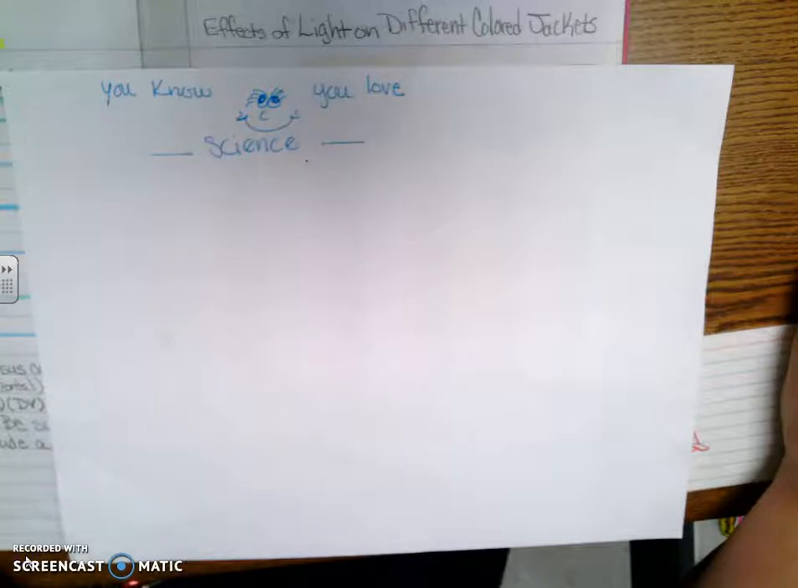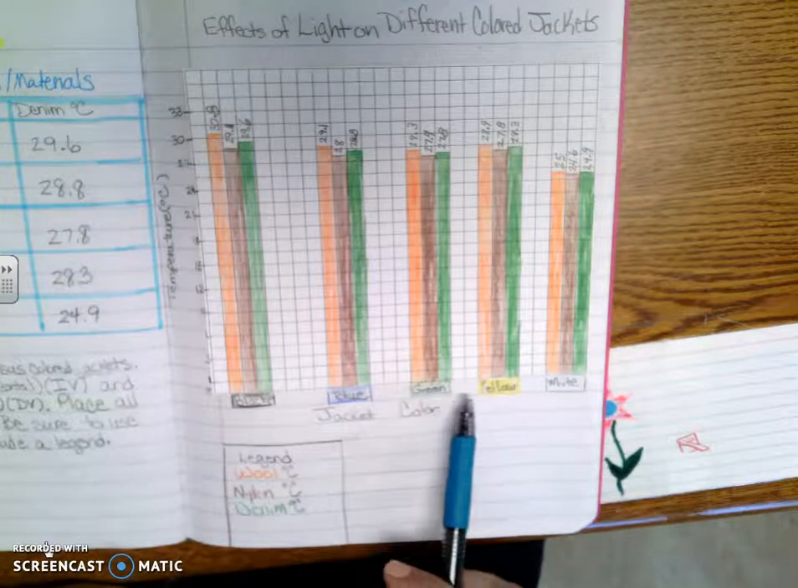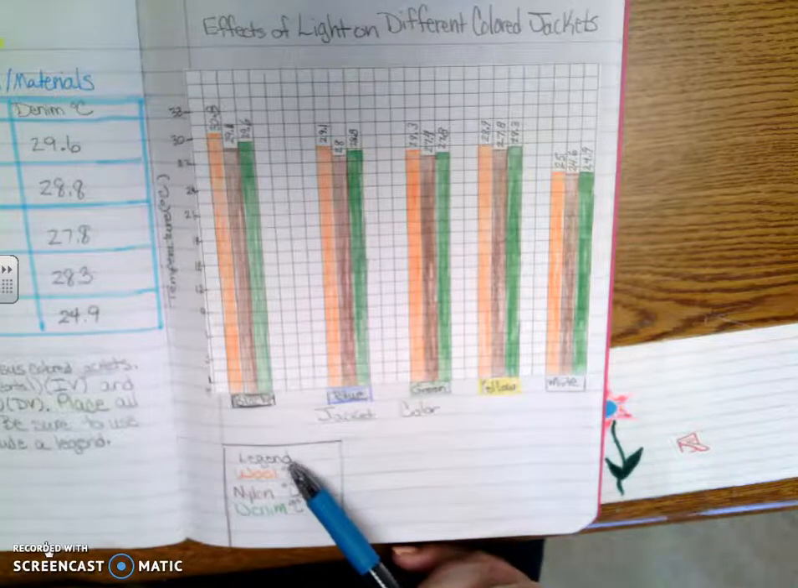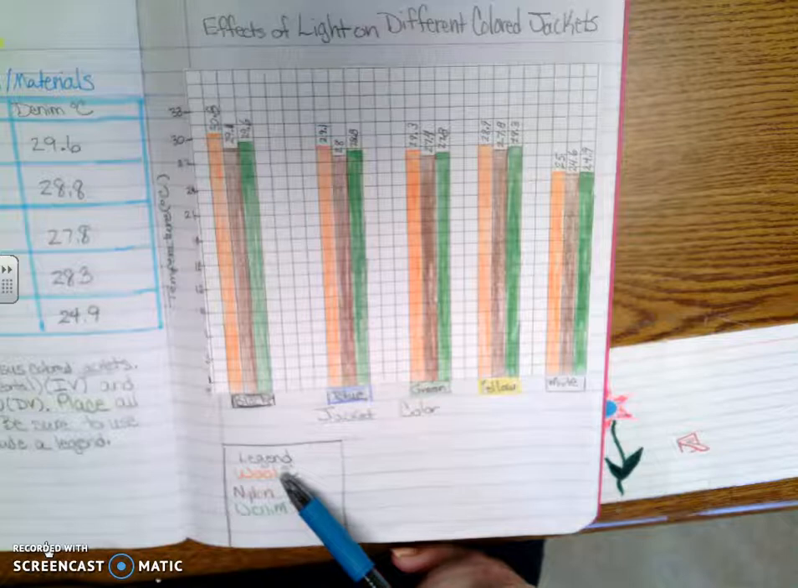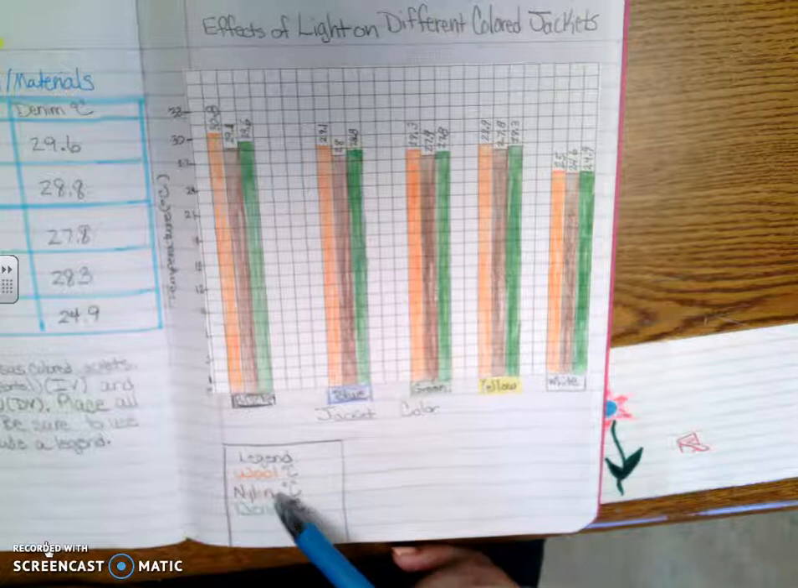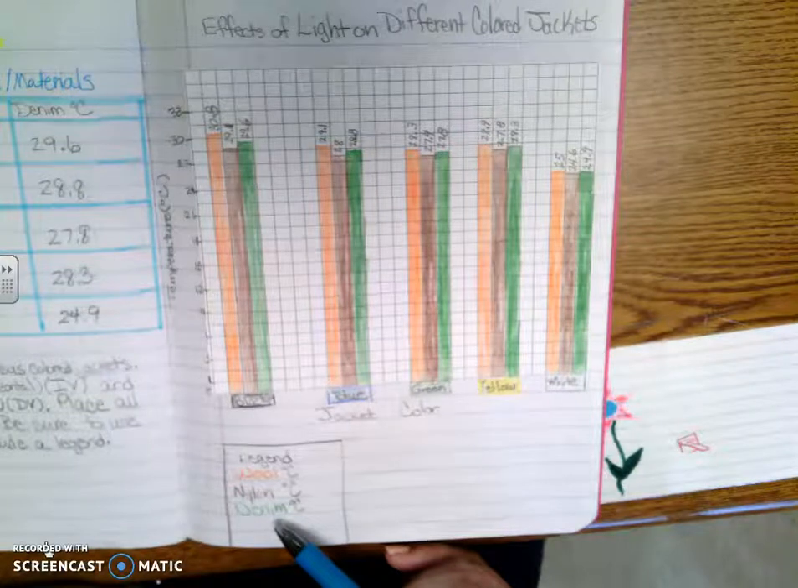And although we use time in the form of a stopwatch, for 5 minutes, to test the effect that the light and the heat that it gave off would have on the different color of jackets. Because I'm testing 3 different types of material for the colors black, blue, green, yellow, and white, I need to have a legend so that people know what it is that I'm testing as far as the results. So wool will be represented in orange, nylon is represented in brown, and denim is represented in green. You can use whatever 3 colors you prefer.